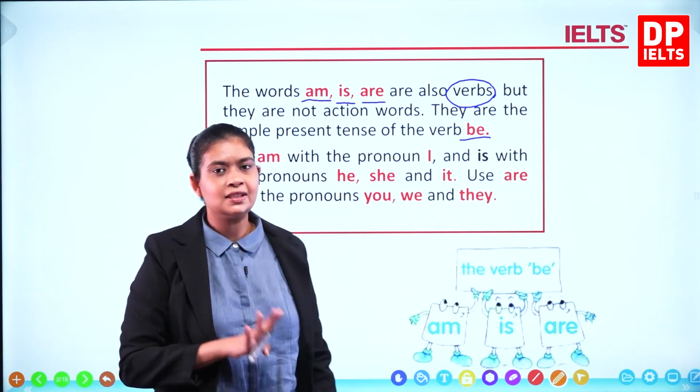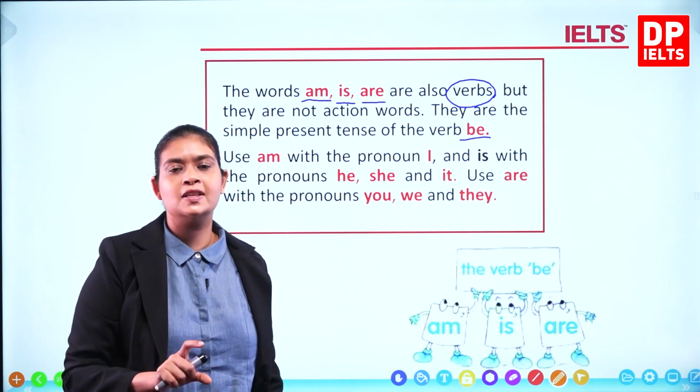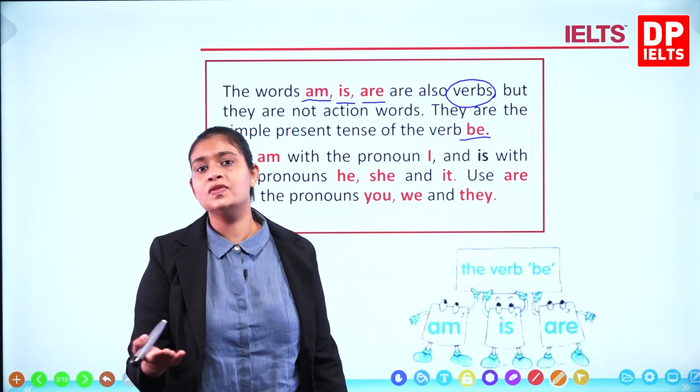So these three words are used in the present tense and we use them as we call them the be verbs. Or you could even call them auxiliary verbs.